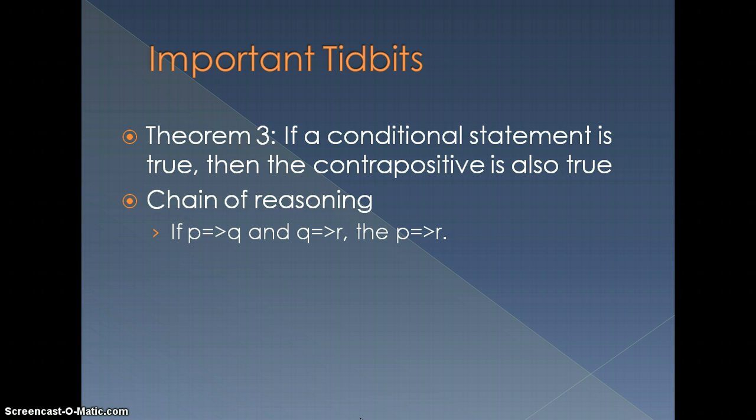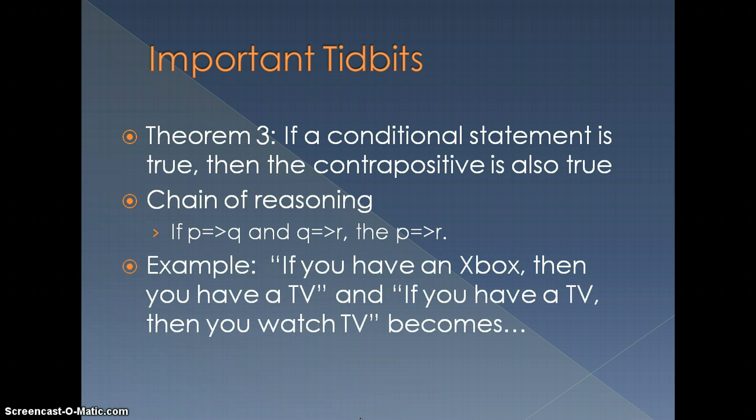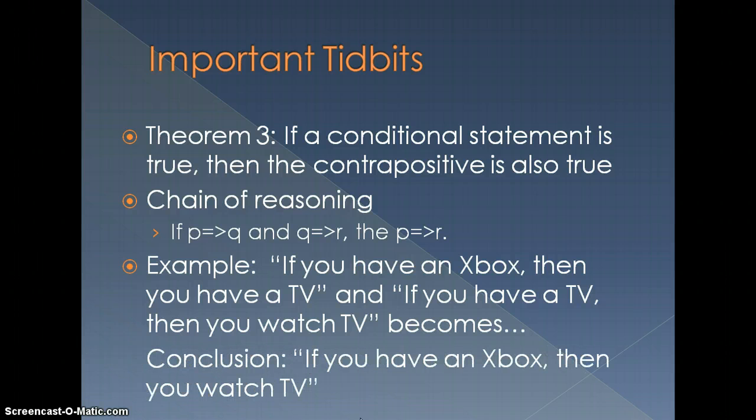So let's take a quick look at something that isn't just a bunch of letters. Let's say we have an example of if you have an Xbox, then you have a TV. And if you have a TV, then you watch TV. We can draw the conclusion that if you have an Xbox, then you watch TV. So this, if you have an Xbox part, is kind of like our P, then you have a TV, Q. If you have a TV, same statement, Q, then you watch TV, R. So the Q's kind of go by the wayside, and then we're just left with the beginning part and the end part.